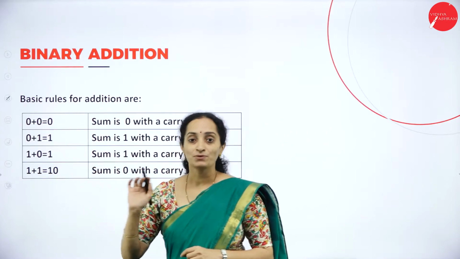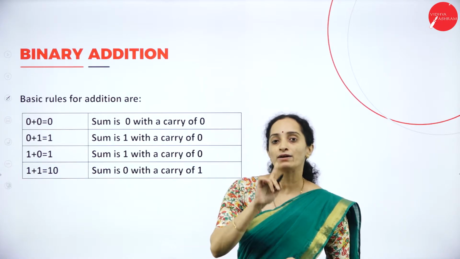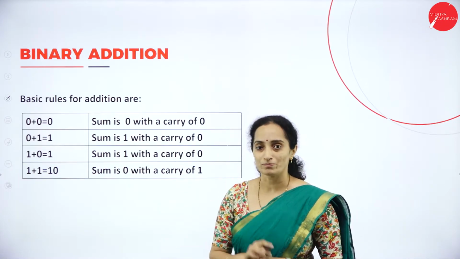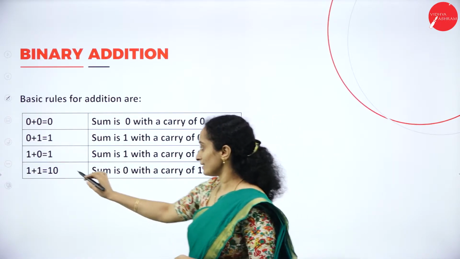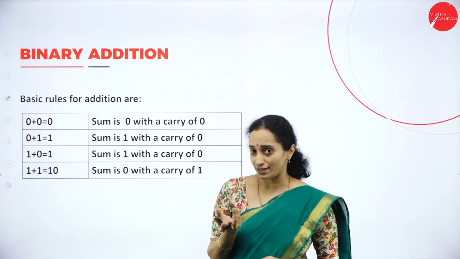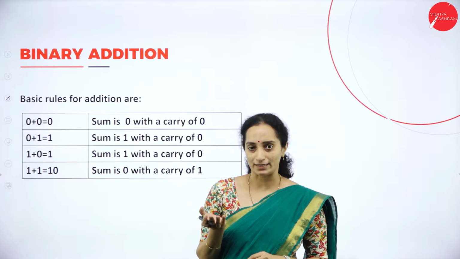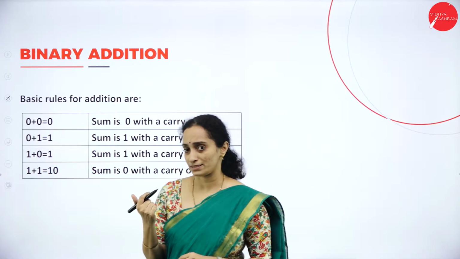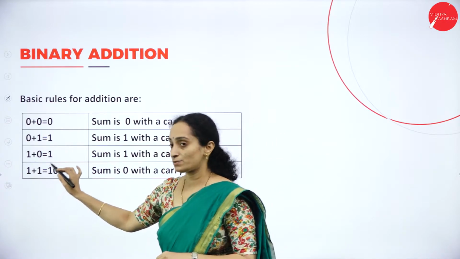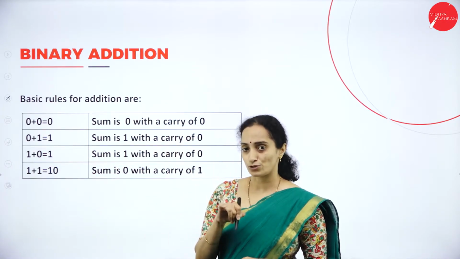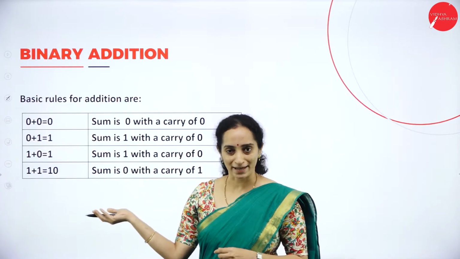If you are adding 1 plus 1, in the decimal system, 1 plus 1 will become 2, is it not? But how do you get the result in binary? Because 2 is not existing in the binary system. How do you perform the arithmetic operation? 1 plus 1 in decimal system will become 2. That 2 will be represented as 10 in binary, is it not?